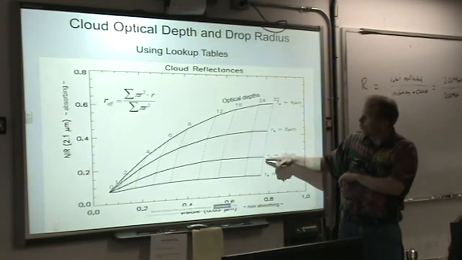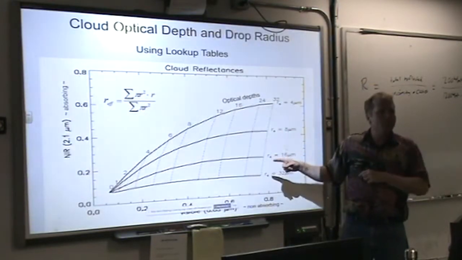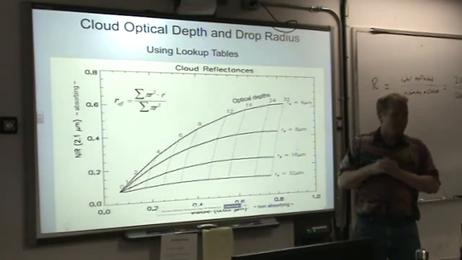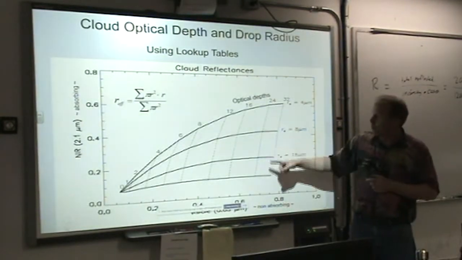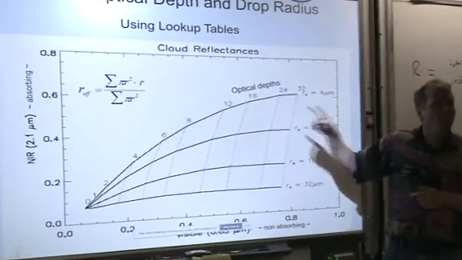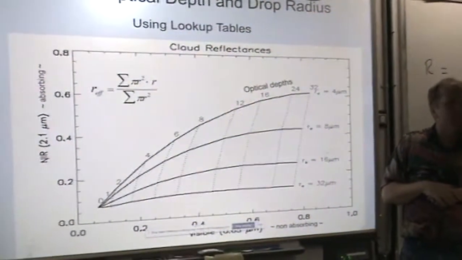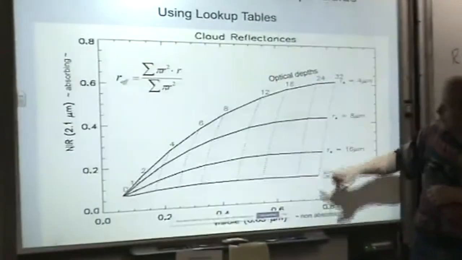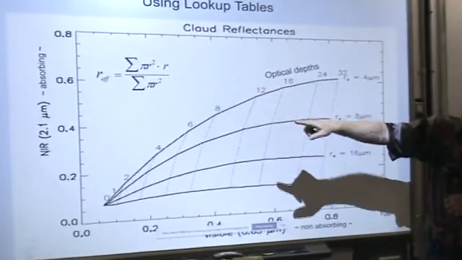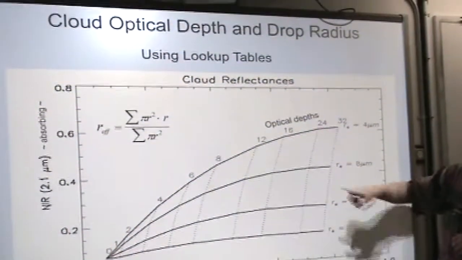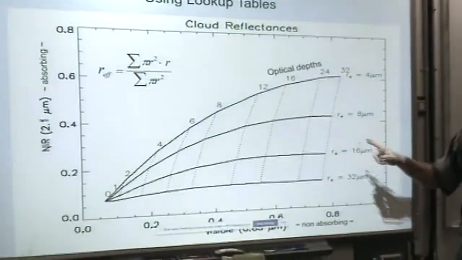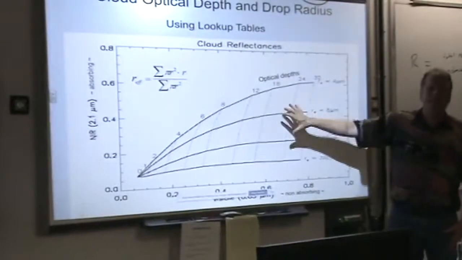And if we go to a larger particle, now we get to your e to the type thing, larger particles will absorb more because they're thicker. So larger particles are going to look darker than the smaller particles. So for every reflectance in the visible and in the near-infrared, we can get optical depth and we can get a size. These have all been calculated in the computer.